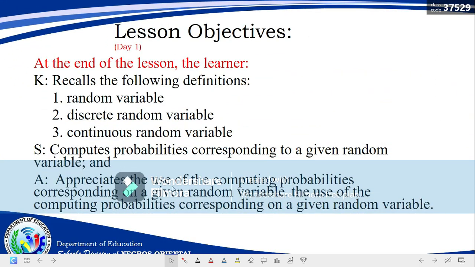Now the lesson objectives will start with day 1. At the end of the lesson, you are all expected to, under knowledge, recall the definitions of random variable, discrete random variable, and continuous random variable. I know that you are already familiar with these concepts based on our previous videos. Under skills, compute probabilities corresponding to a given random variable. And under affective, appreciate the use of computing probabilities corresponding to a given random variable.